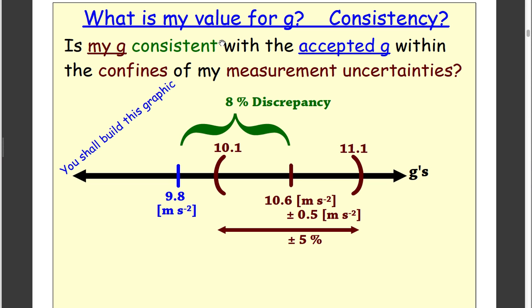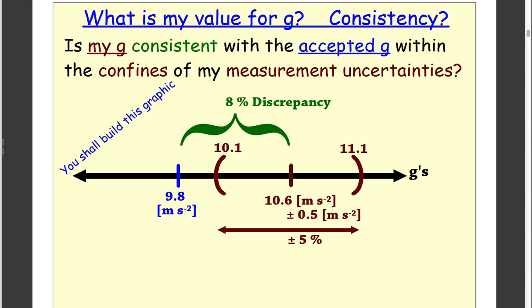The answer to this question of consistency for my data, I'd have to say no. My g is not consistent with the accepted g because the confines of my measurement uncertainties do not allow the accepted g to fall within those confines of my measurement uncertainties. So maybe if instead of 10.6 I had 10.2, then this g would be sitting inside these uncertainty bars. We'll talk about how to build this graphic and how to answer that question.